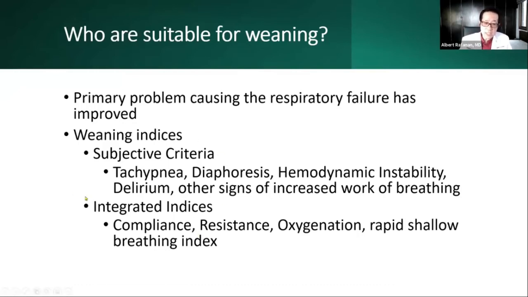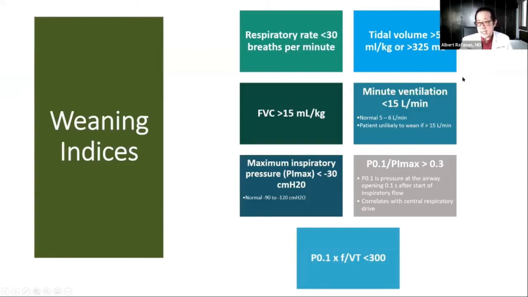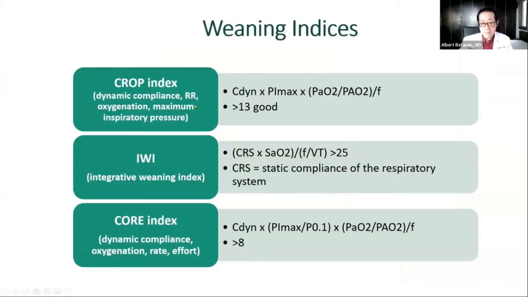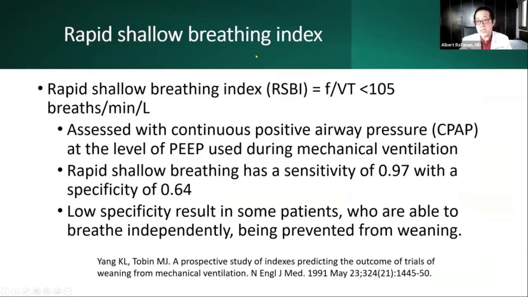We can do subjective criteria for weaning or integrative indices: compliance, resistance, oxygen, rapid shallow breathing index. There are a lot of weaning indices actually available. You can take a picture here, and there are more complicated ones like the CROP index, the integrated weaning index. But I would say that the rapid shallow breathing index is what we use most often, and I would suggest that you remember it.